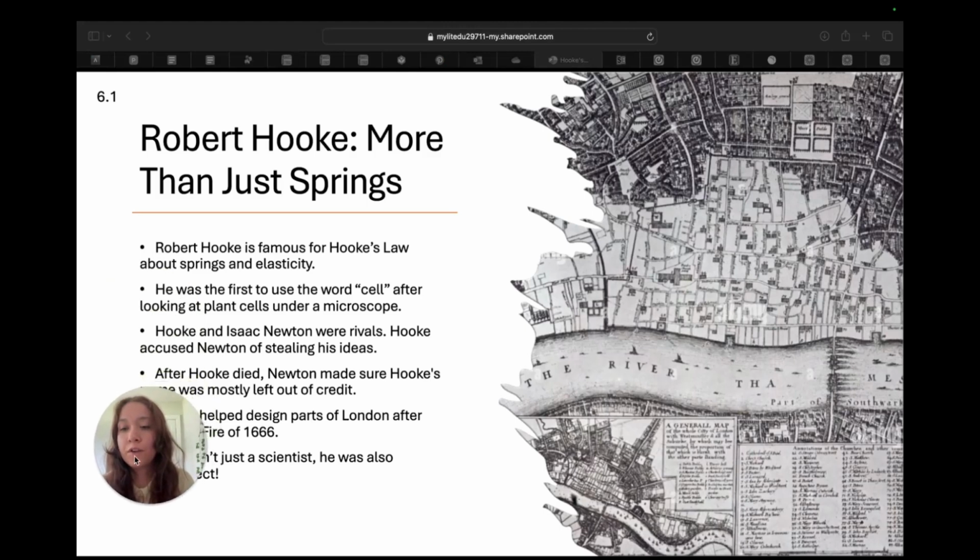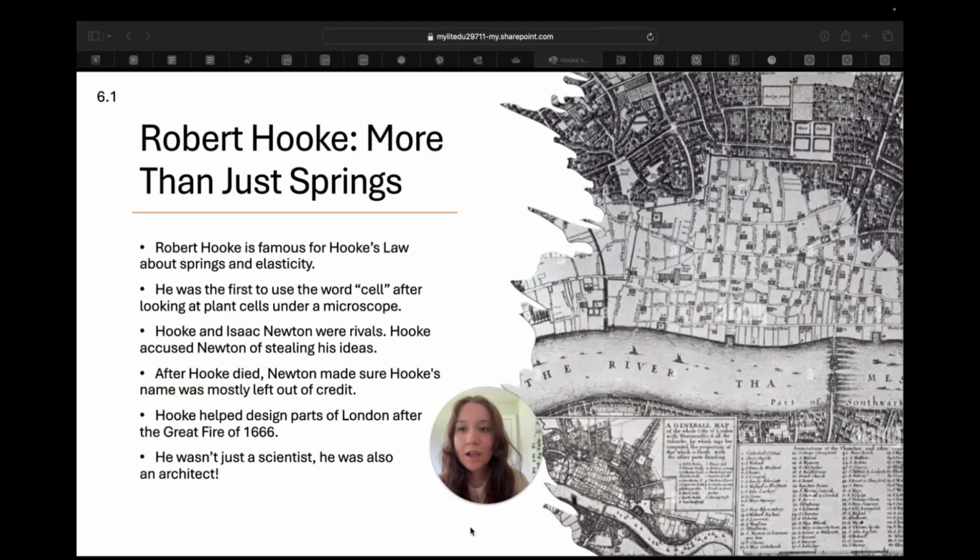So just a few fun facts. Robert Hooke was actually more than just springs. Robert Hooke is famous for Hooke's law about springs and elasticity. He was the first to use the word cell after looking at plant cells under a microscope. Hooke and Isaac Newton were rivals. Hooke accused Newton of stealing his ideas. After Hooke died, Newton made sure Hooke's name was mostly left out of credit. Hooke helped design parts of London after the Great Fire of 1666. And he wasn't just a scientist, he was also an architect.